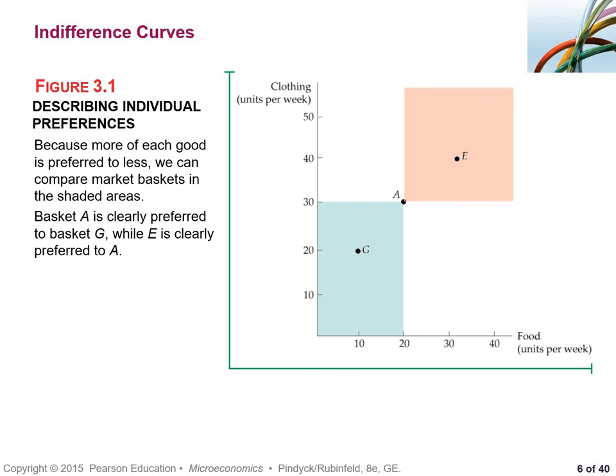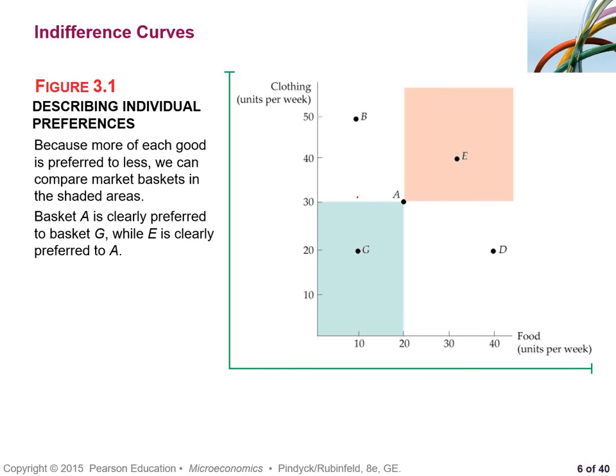But what is happening to point A? A is giving you 20 units of food and 30 units of clothing, which is clearly preferable to point G. And then point E is again clearly preferable to A. Why? Because it is giving you 10 more units of clothing and 10 more units of food. So we are going to prefer E against A, and if we have to compare between A and G, then we will give preference to A.